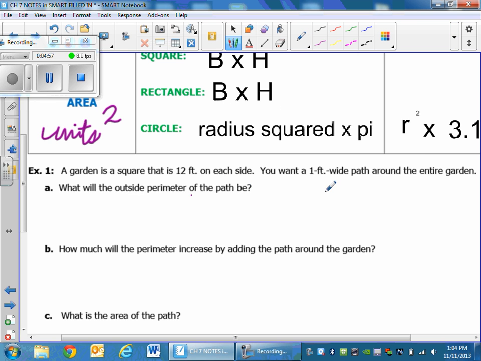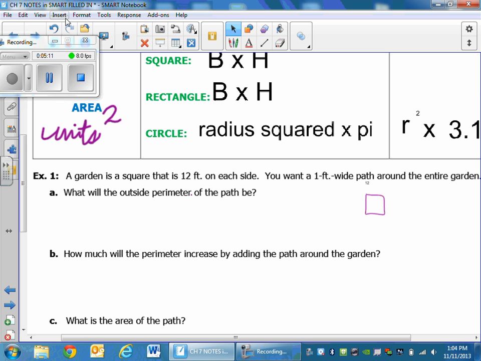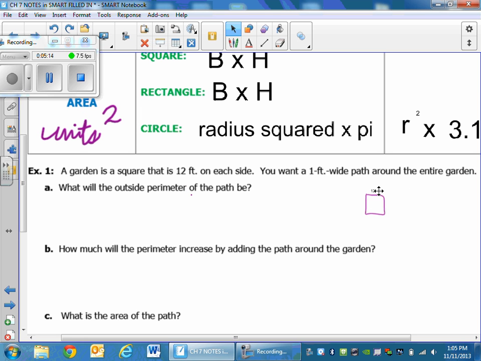Okay, so if I had, here's my square, and each side is 12. And then I want to make the path 1 on the outside, so then let's let the path be red. I want the path out here, and I want it 1 foot wide around. So where it's 12, it'll be 1 foot here, 1 foot here, 1 foot here, and 1 foot here.